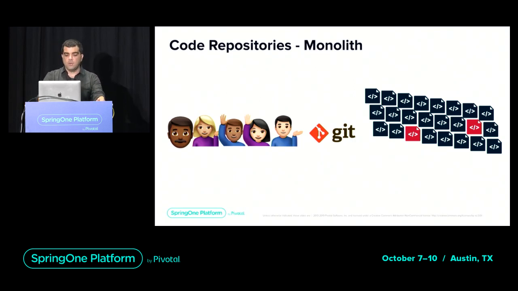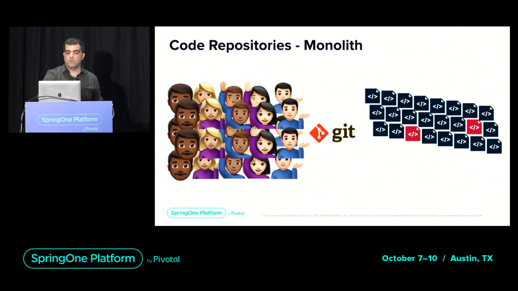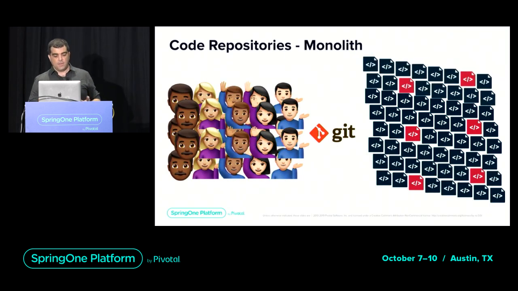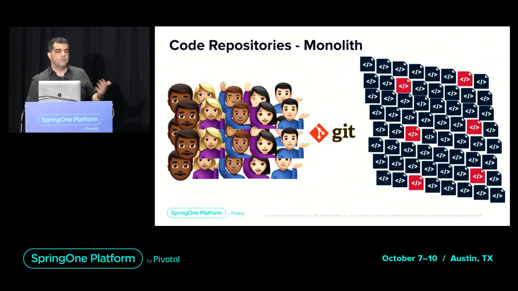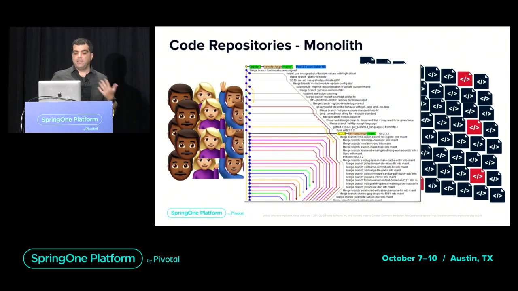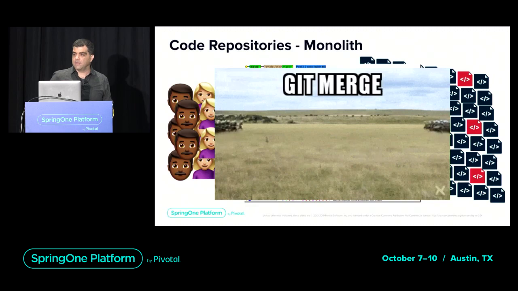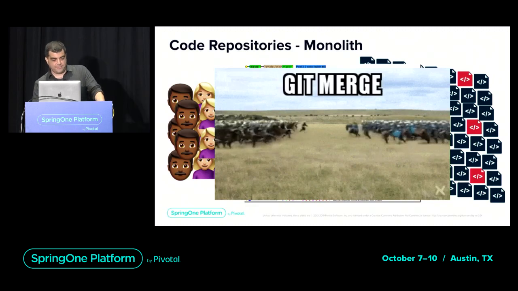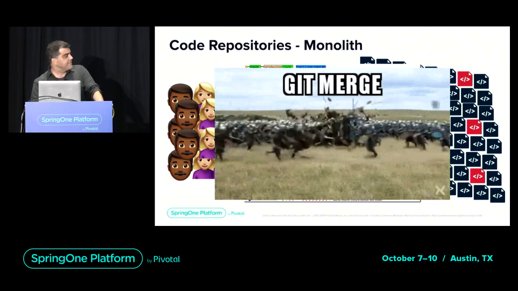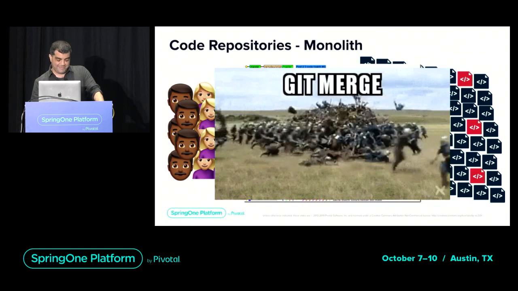So as the team grows and the code base grows, it's getting much harder to commit your code. You're starting to step on each other's toes. Suddenly, Git merges become a daily routine. And we all know how a Git merge looks behind the scenes, right? Ouch.